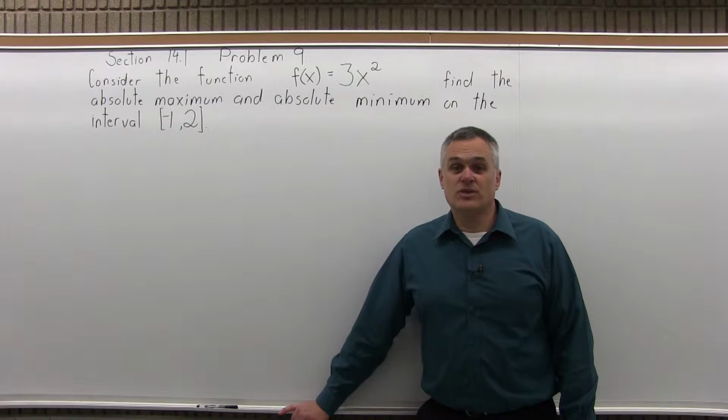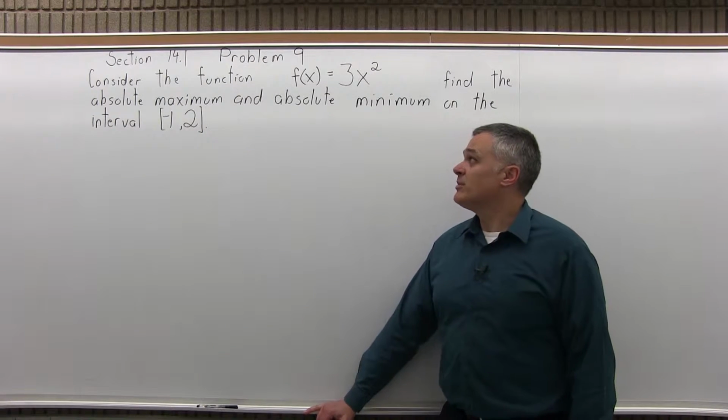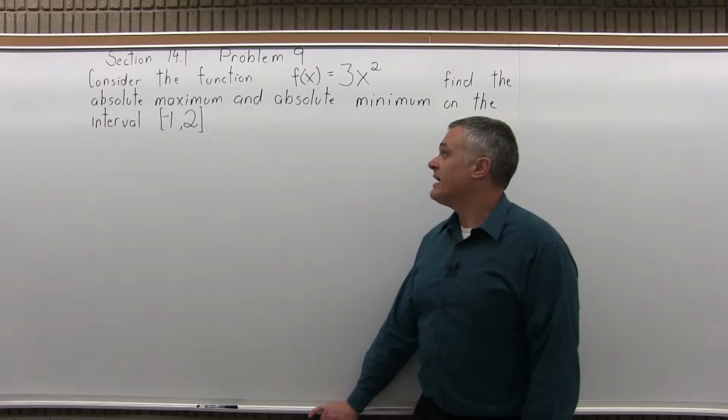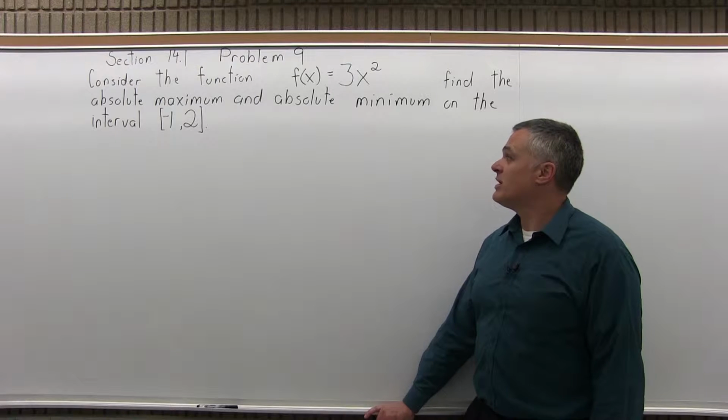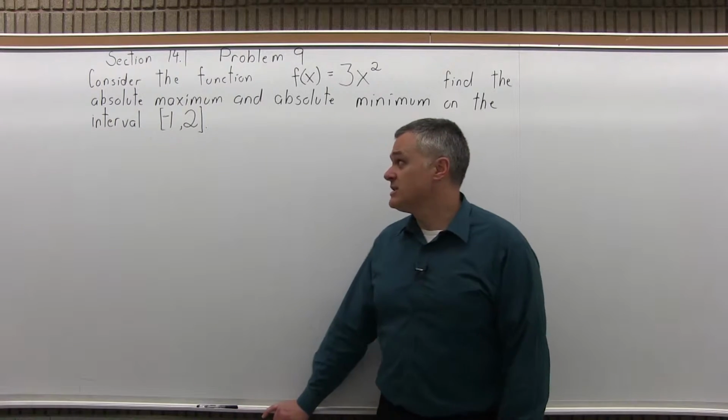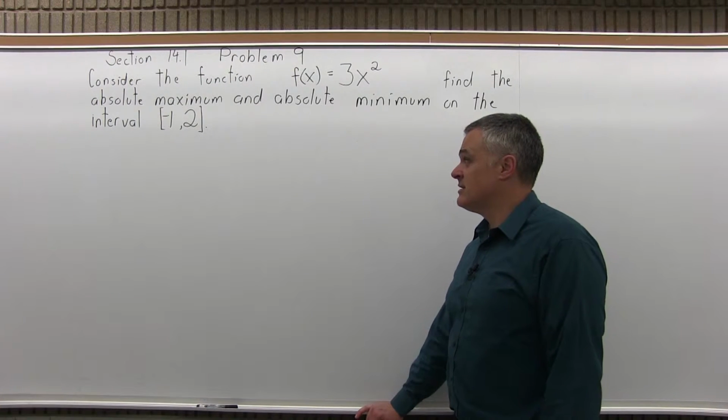This is Section 14.1. It's problem number 9. It says, consider the function f of x equals 3x squared. Find the absolute maximum and absolute minimum on the interval from -1 to +2. So this is a 6-step process.